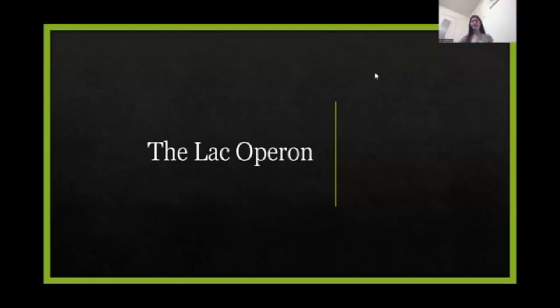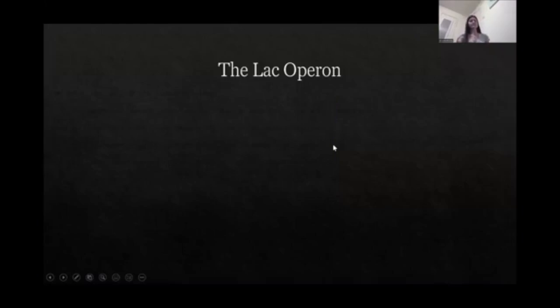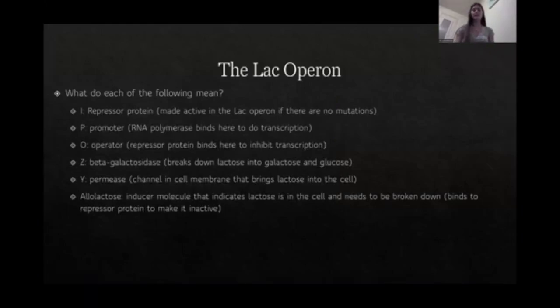Now we're going to go ahead and start talking about a specific type of operon, the lac operon. And this is going to be a type of negative inducible operon. On the lac operon, we have a couple different parts that are called I, P, O, Z, and Y. So let's talk about what each of these mean.